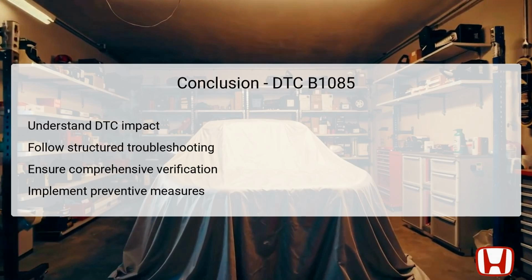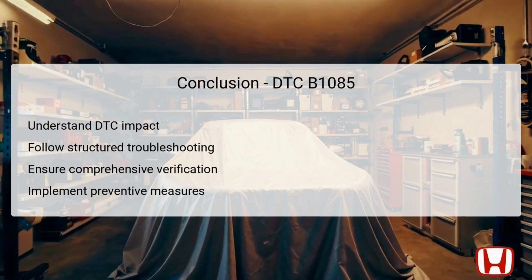In conclusion, understanding the implications of DTC B1085 is crucial for vehicle safety and functionality. A structured troubleshooting approach is necessary to effectively diagnose and resolve the underlying issues related to the headlight low-beam power source abnormality. Following each step with due diligence ensures that the technician can pinpoint the fault, whether it lies in the relay control module, wiring, or headlight assemblies.